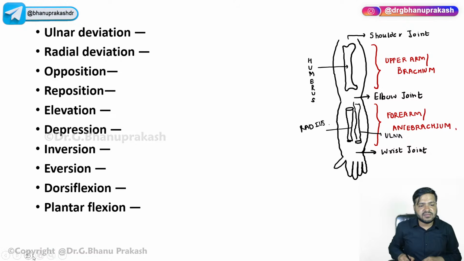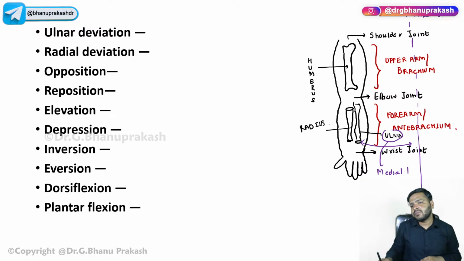Let us suppose that this is the midline of the body. Yes, ulna is present medially as compared to radius. So ulna is the medial bone of the forearm, and radius is the lateral bone of the forearm in the normal anatomical position.